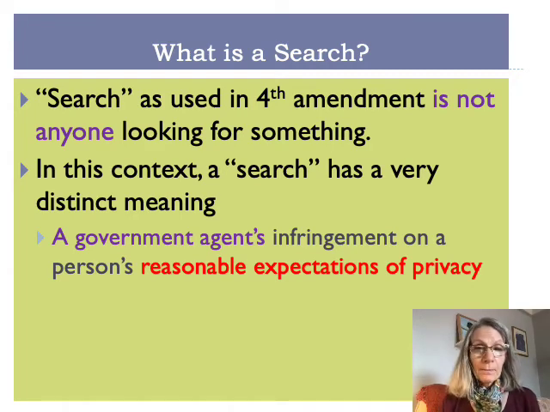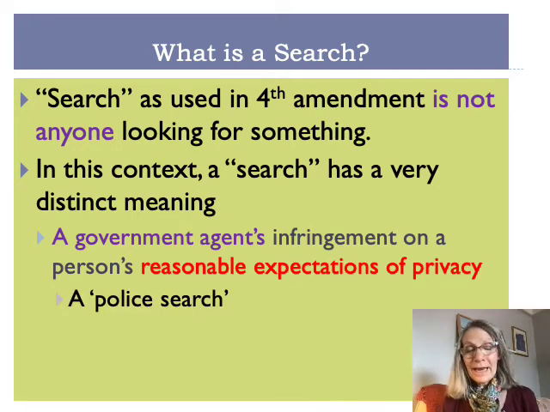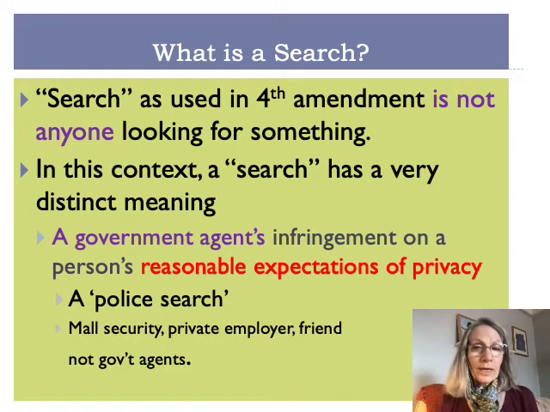What I want you to keep in mind is that the Bill of Rights, the Fourth Amendment, is telling government what it can't do. So the Fourth Amendment is saying government agents cannot engage in an unreasonable search, okay? When we're talking about the word search in the Fourth Amendment, it doesn't mean anybody searching for something. It really is a police search, because the police are a part of the government. We'll talk about the reasonable expectation of privacy in a moment. Keep in mind that just because somebody engages in a search of your private things doesn't mean that the Fourth Amendment has been violated.